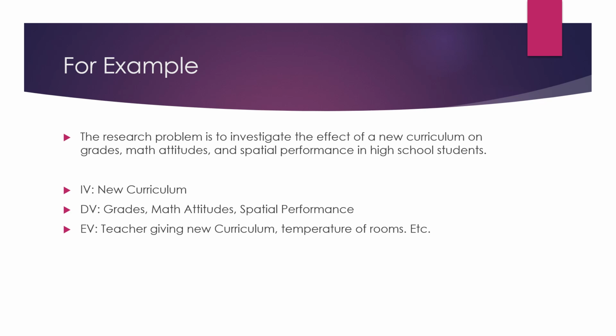For the final example, we're going to put together a research problem and pick out the variables. The research problem is to investigate the effect of a new curriculum on grades, math attitudes, and spatial performance in high school students. The independent variable is the new curriculum. The new curriculum is the thing that is being manipulated or changed. The dependent variables are grades, math attitudes, and spatial performance.